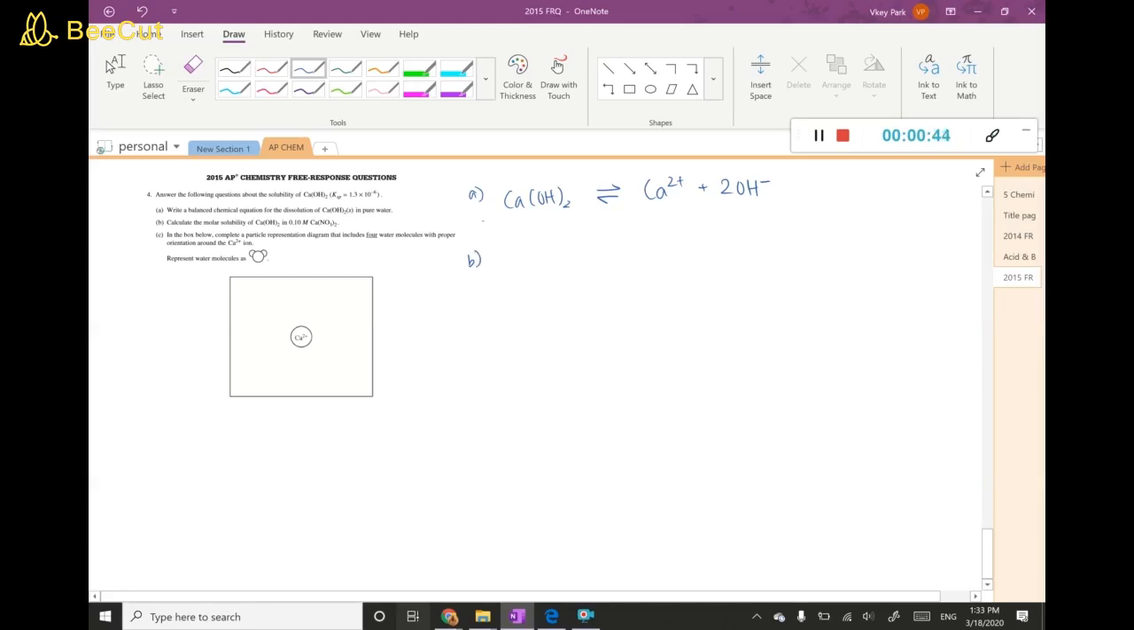It says calculate the molar solubility of Ca(OH)2 in 0.1 molarity Ca(NO3)2. So remember, Ksp is always just going to include the products. It never ever includes the reactants, right? So what is Ksp, guys? Ksp is always going to be products over reactants, but there's no reactants, right? So it's always just going to be Ca2+ times OH- to the second power because that's the coefficient. And we know that Ksp is 1.3 times 10 to the negative 6 because they have given it to us.